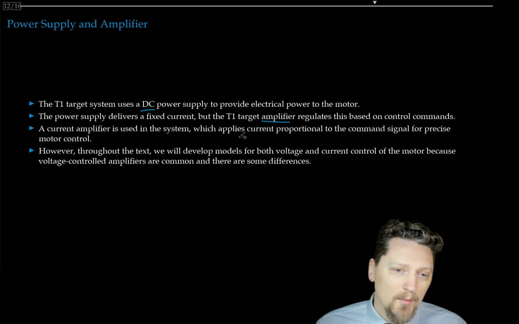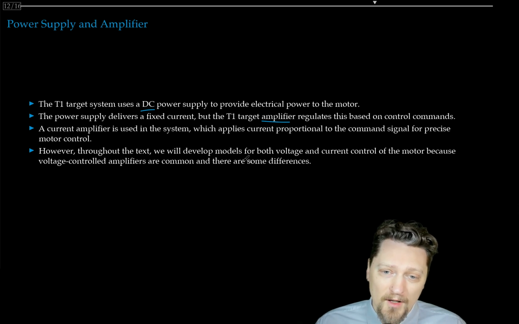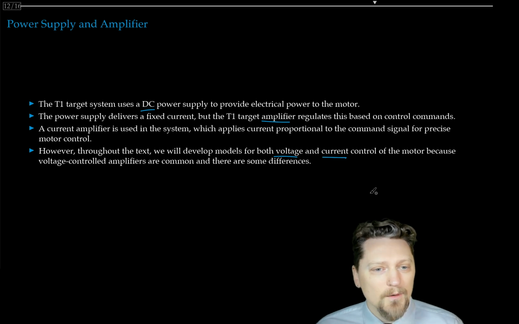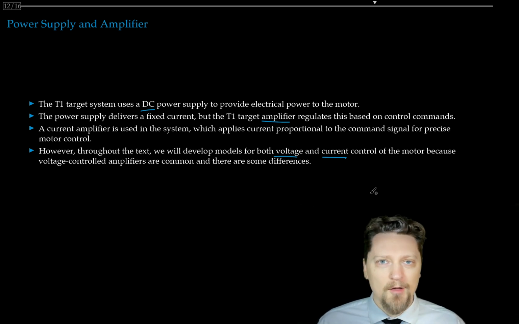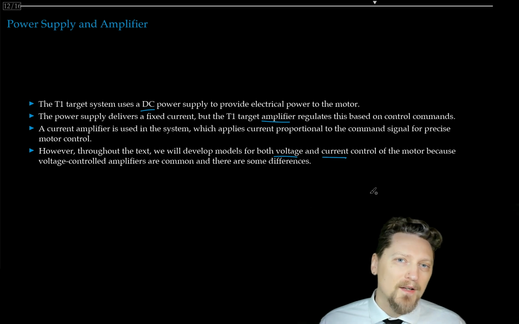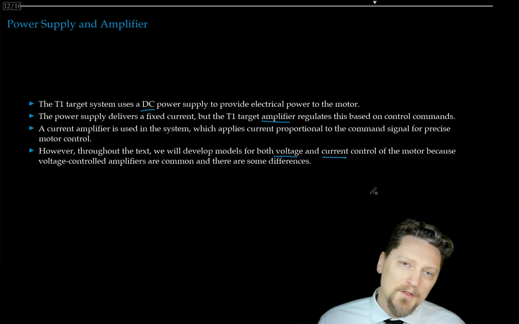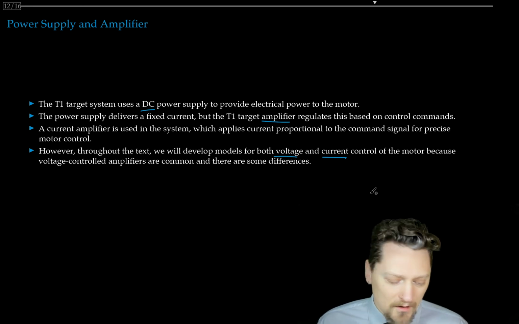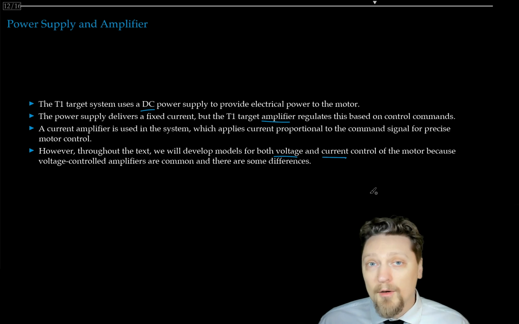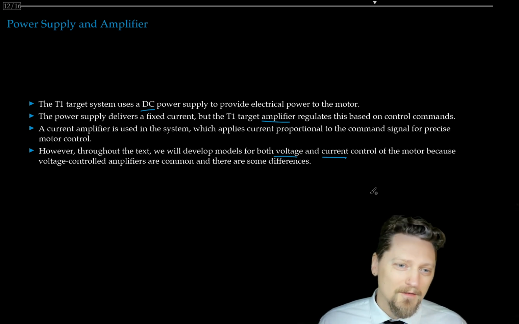So we're using this current amplifier. However, throughout the text, we will develop models for both voltage and current control of the motor, because voltage-controlled amplifiers are common, and there are some differences. So instead of just developing the current-controlled aspects for motors, we're going to develop voltage control and current control in parallel, just so that we have an opportunity to learn both as we go through, even though our device uses a current amplifier, which is a little nicer in some ways, as we'll see.